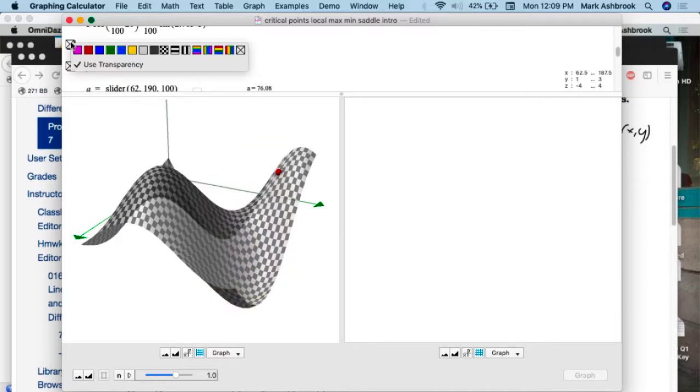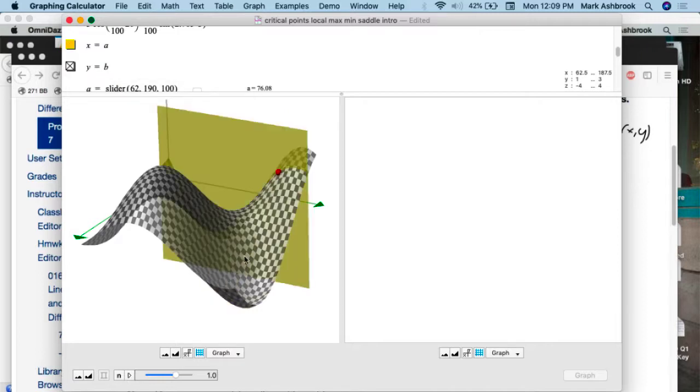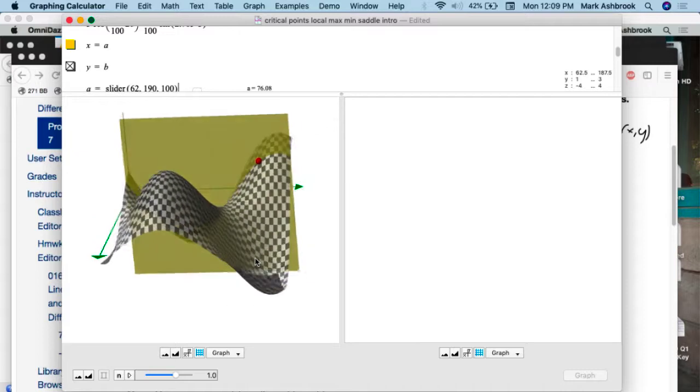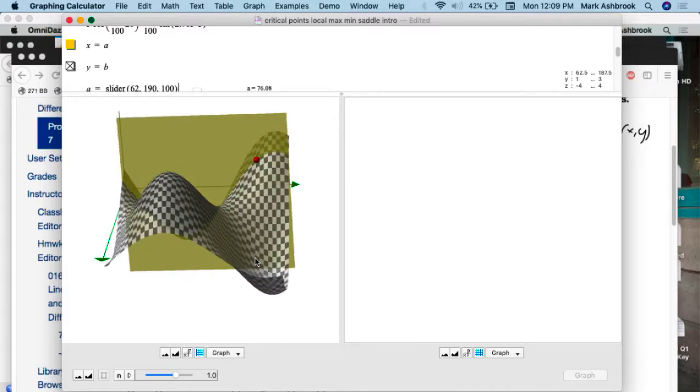What about fixing x and looking at the partial with respect to y? That one's easier to see. FYY, conclusion? Also negative. See that? Rates are getting less positive. That means FYY is negative. Okay, another example.